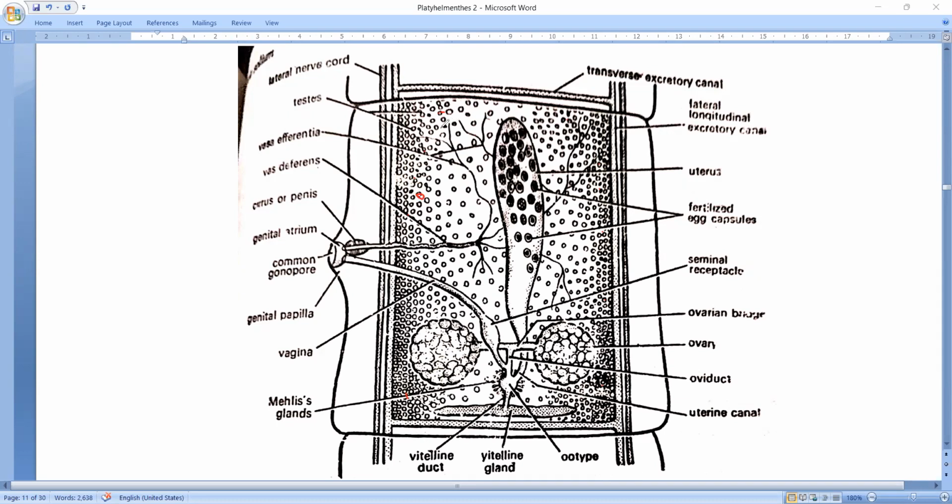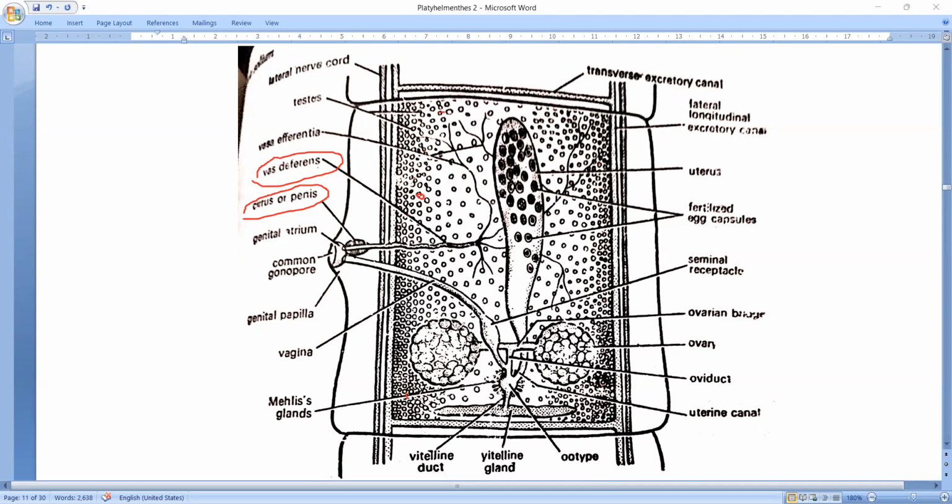So each testis opens into a vas efferentia. See, vas efferentia. All the vas efferentia are joined in the middle of the segment into vas deferens. Vas deferens opens into the common genital atrium as cirrus or penis. At its tip the male genital aperture is present. So that is the male reproductive system.